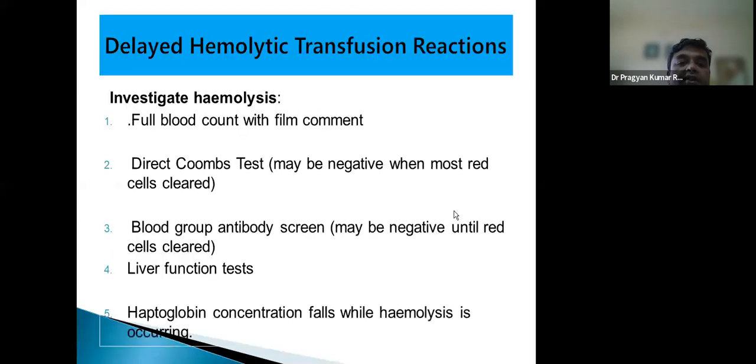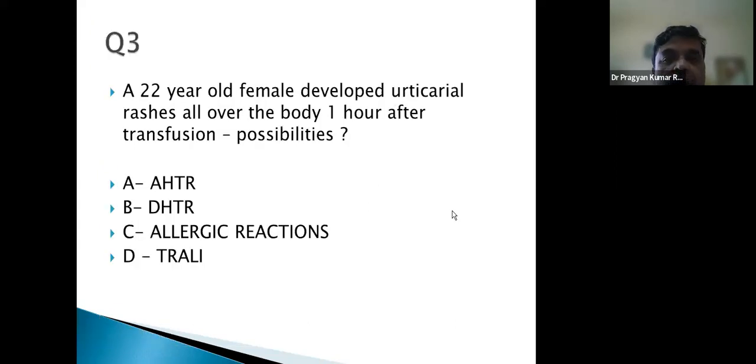Now we have 3 reactions: febrile non-hemolytic reaction, acute hemolytic reaction, and delayed hemolytic reaction. Now question number 3: a 22-year-old female developed urticarial rashes all over the body 1 hour after transfusion. What are the possibilities? Number A is acute hemolytic transfusion reaction. Number B is delayed hemolytic transfusion reaction. Number C is allergic reaction. Number D is TRALI. Over to you, Jayaprakash sir.